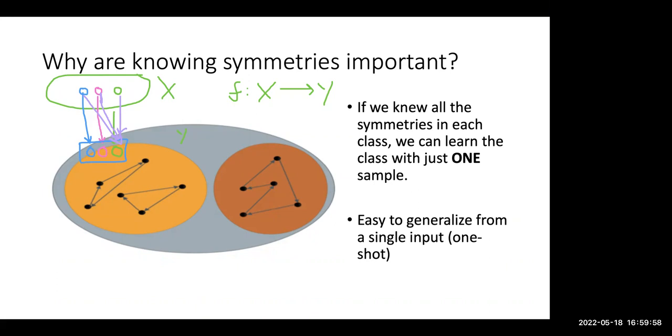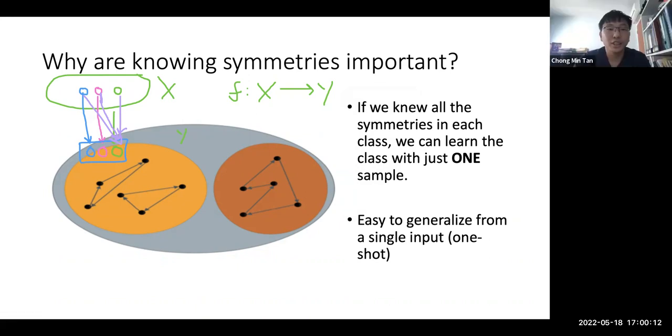I think I get it now. I think we can move on. I think people didn't understand what symmetry meant. Yeah, I think it's what you said. From one sample, when I apply all the symmetries that I know from that class, I get all possible inputs. Correct. In that case, I agree.